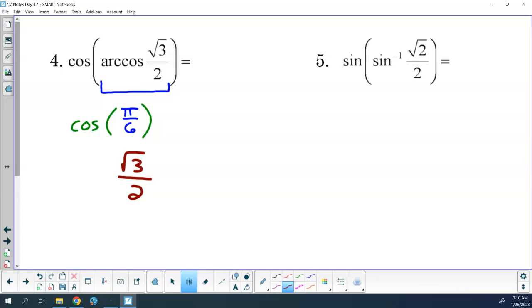Sine of inverse sine of root 2 over 2. Well, this one is pi over 4, correct? So then this would be the sine of pi over 4, which would be root 2 over 2.